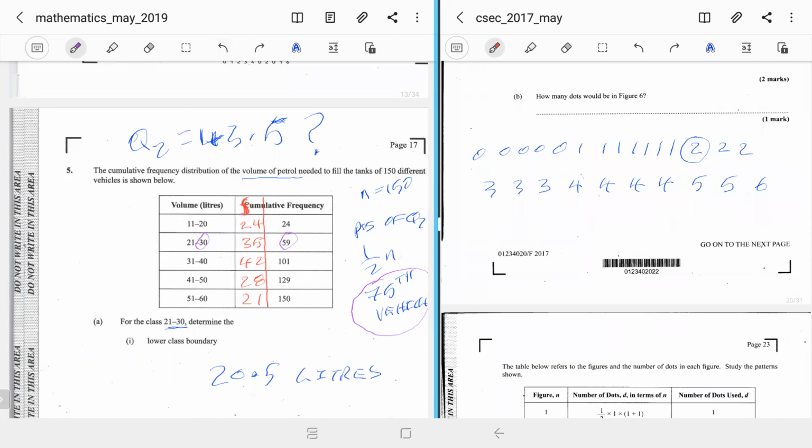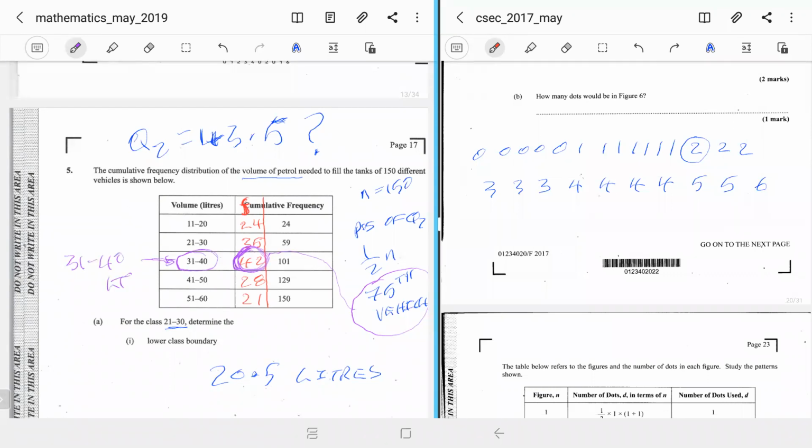Then the next group, between 31 and 40, is 42 vehicles. We carry up to 101 vehicles. So it means that the 75th vehicle must be one of those 42. See that? The 75th vehicle has to be one of these 42, and it took one of these amounts. The 75th vehicle took between 31 and 40 liters.